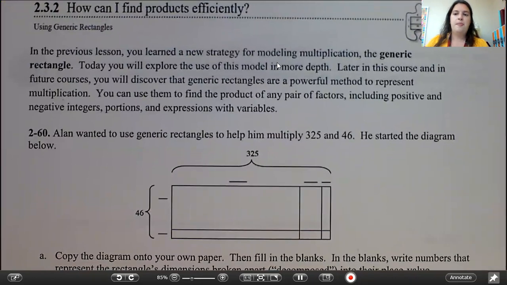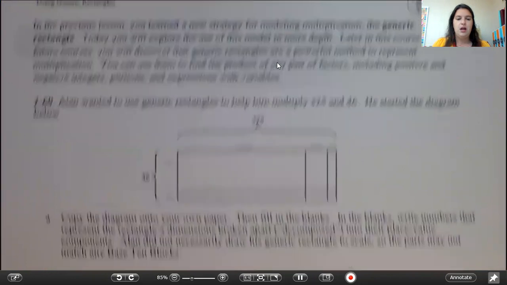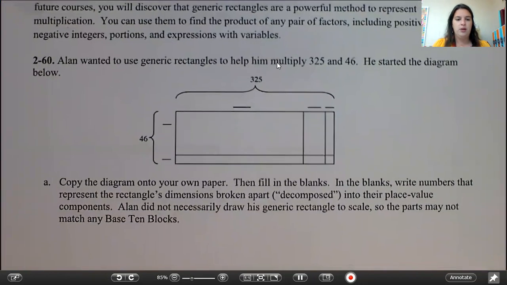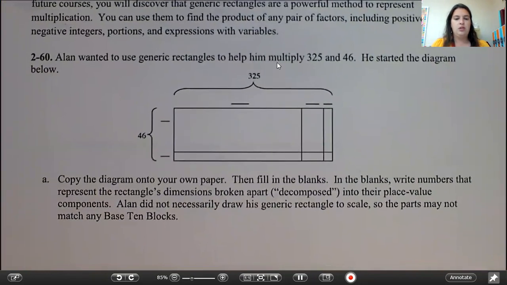So it said, Alan wanted to use generic rectangles to help him multiply 325 and 46. He started the diagram below. Copy the diagram onto your own paper, then fill in the blanks. In the blanks, write numbers that represent the rectangle's dimensions broken apart, or in other words, decomposed, into their place value components. Alan did not necessarily draw his generic rectangle to scale, so the parts might not match any base 10 blocks. So I'm going to kind of get you started here.